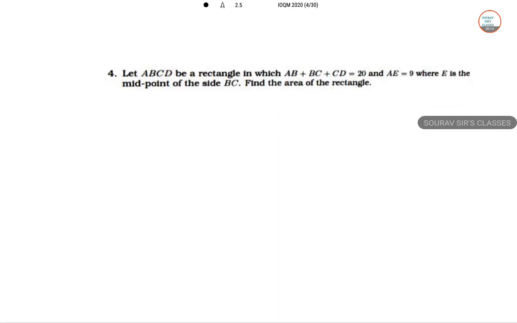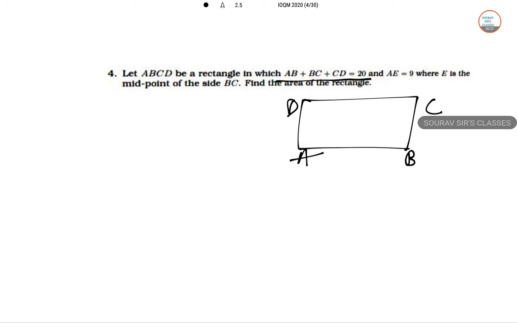Okay, let's see. ABCD is a rectangle. So here is your ABCD, and AB plus BC plus CD equal to 20, and we need to find AE, where E is the midpoint of BC. So find the area of the triangle.